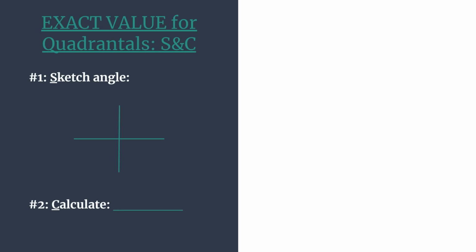So here's our outline. Briefly, we're going to sketch the angle. That's the S. So we'll sketch where its terminal side is. Then we'll write the coordinates. And for step 2, we will just calculate the value we want. So we're trying to find the sine of 450 degrees. All right, so let's get started.